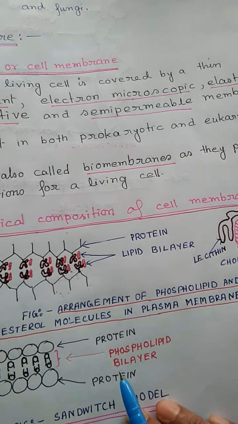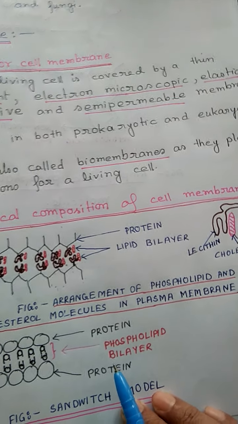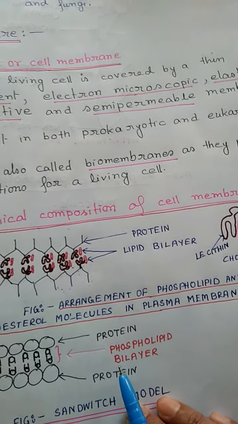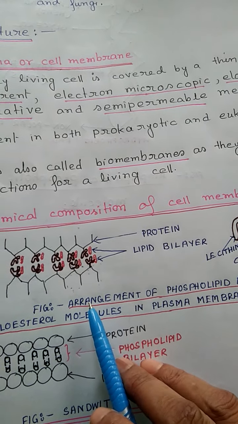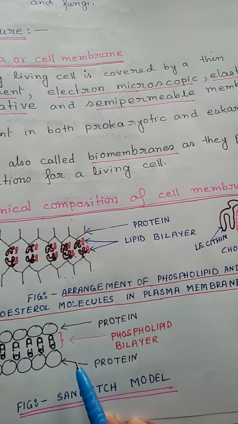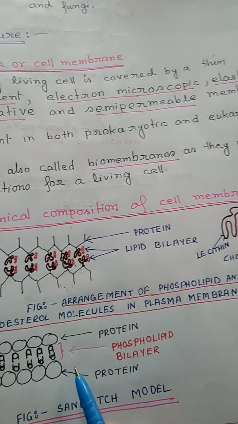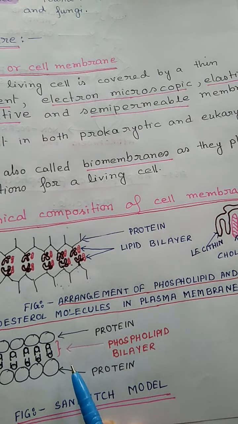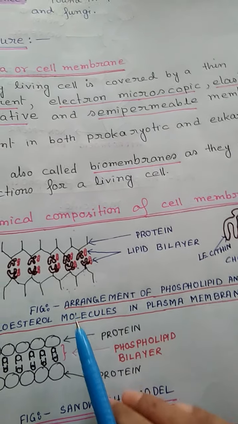Then carbohydrate is also present, 1 to 5% of the chemical composition. Many carbohydrates are reported from the plasma membrane, such as hexose and hexosamine. So these are the different types of carbohydrates.